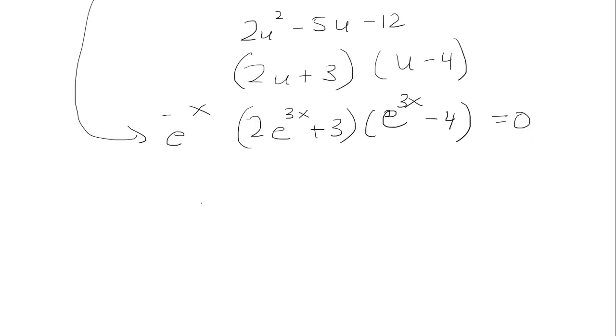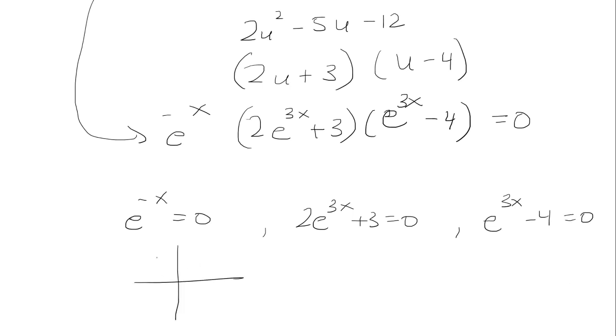The last step is to set each one of these factors equal to 0. E to the negative x looks something like this. You can think of this as exponential decay. This will never be 0. There's an asymptote at 0 here, but we'll never reach it. So it's never equal to 0.